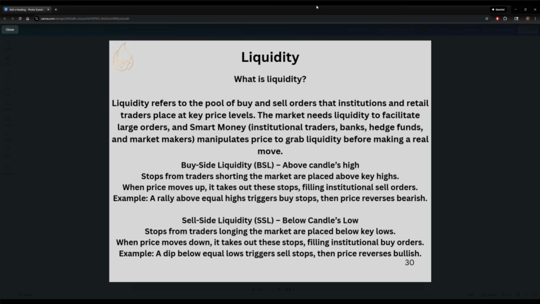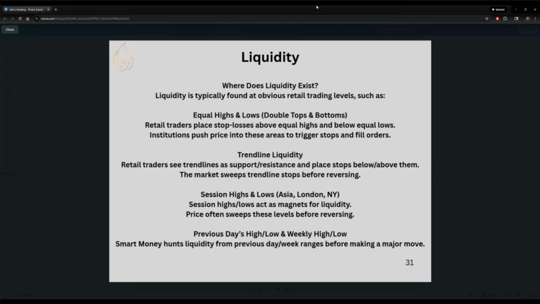So before, I look for the liquidity now. I would first mark the highs and lows and then see the liquidity. Is that correct? Yeah, 100%. That's it. Now I understand the concept. Great. Awesome.